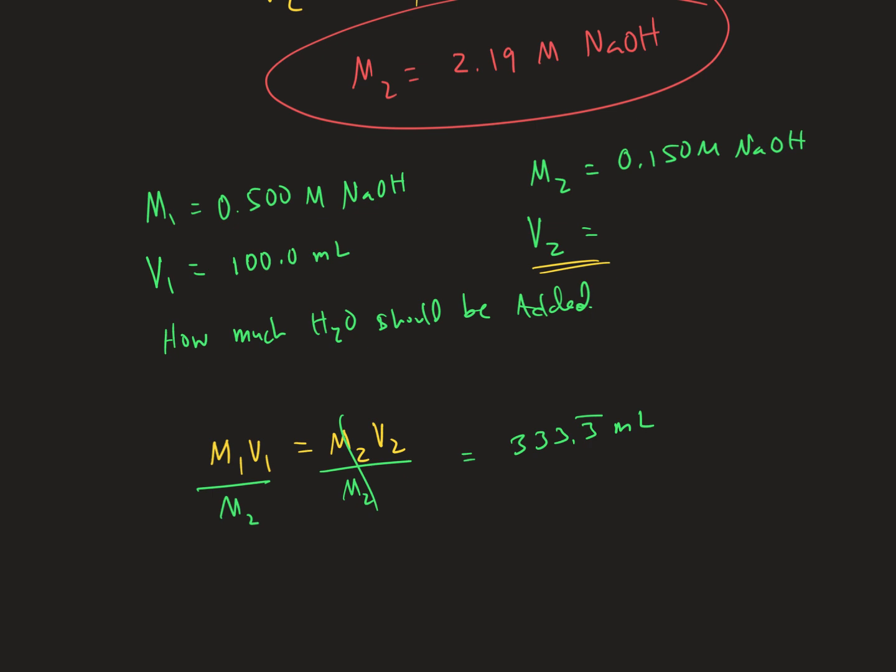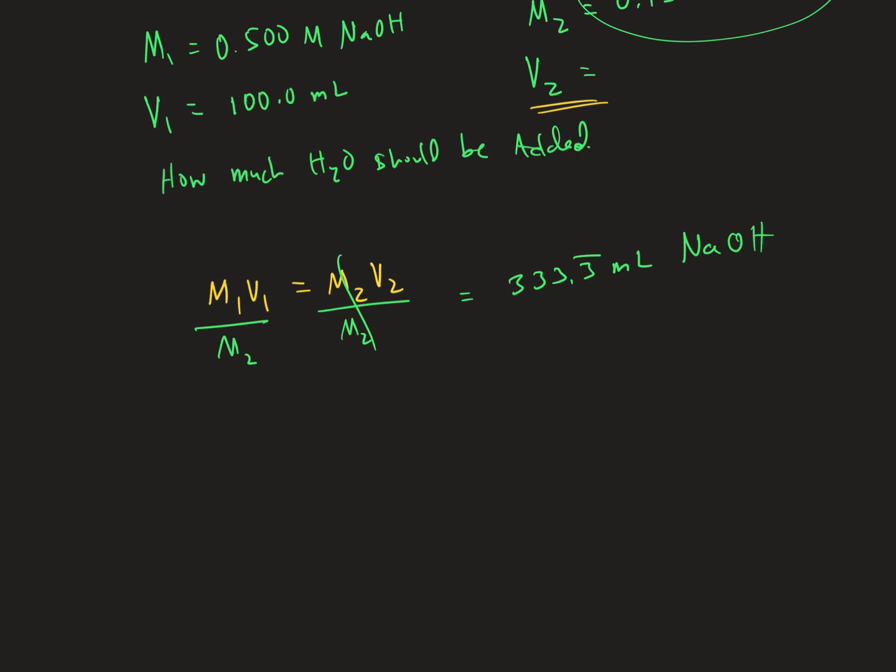Is that our answer? No. That's how much of this new concentration of NaOH we're going to have. So how much water do we have to add? How do we figure this out? V2 minus V1. 333.3 minus what we started with, 100, equals 233.3 milliliters of water.